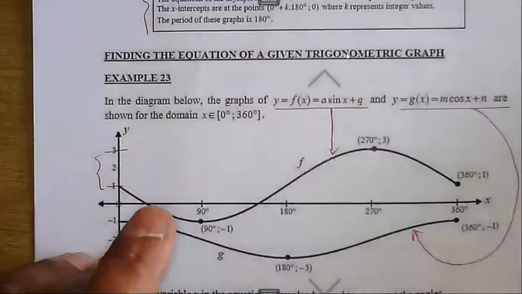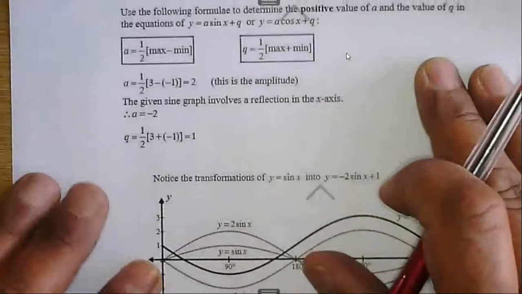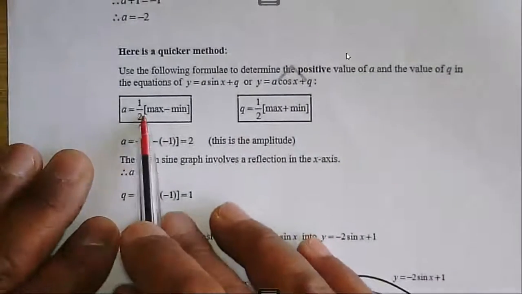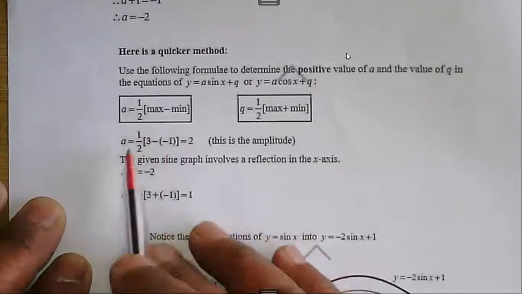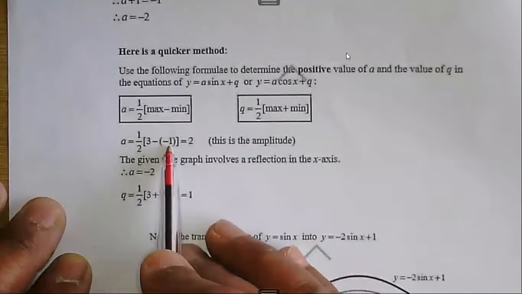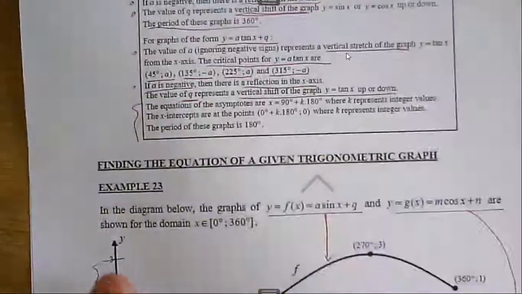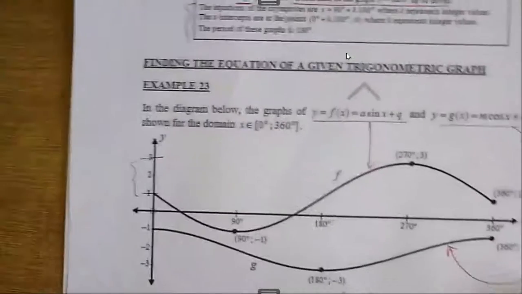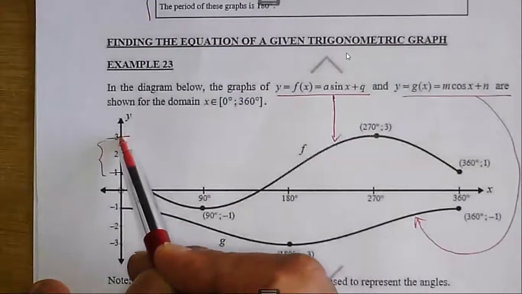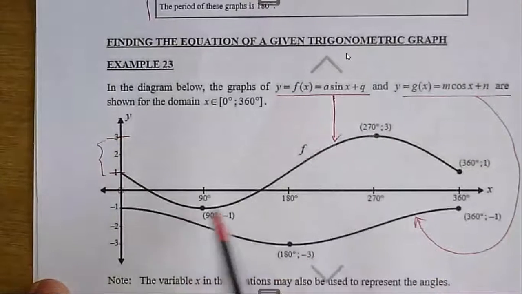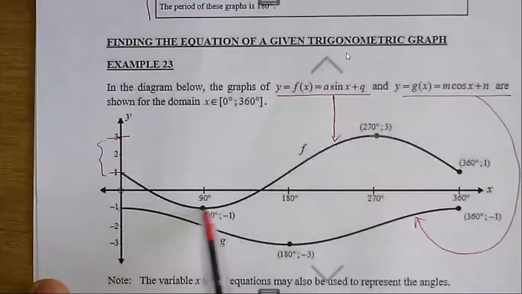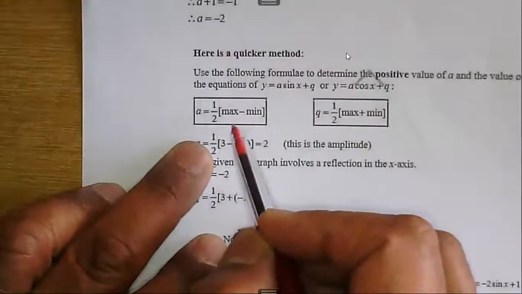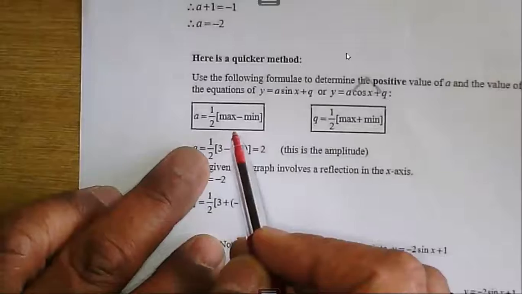But there is a shorter way to do it, guys. There is a little formula here on the next page. If you want to find the amplitude, you just say a half times the maximum minus the minimum. So the maximum is 3 and the minimum is -1. Maximum is 3, minimum is -1. Can you see, guys? So that's a very quick way to do it. If you subtract the two, then you will get the answer quickly.